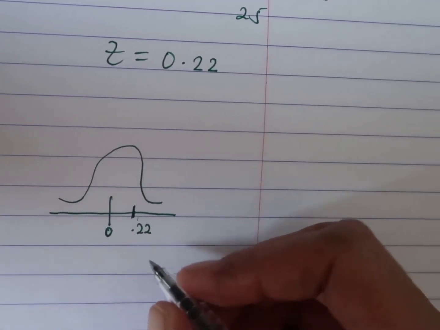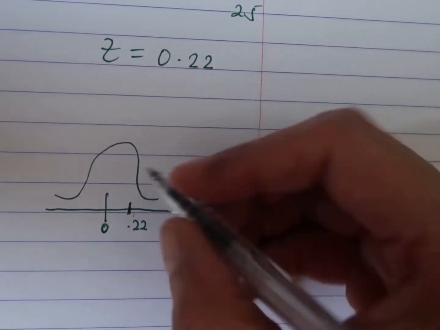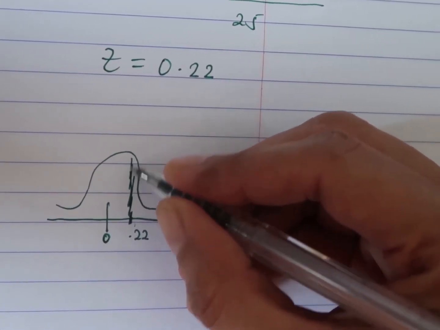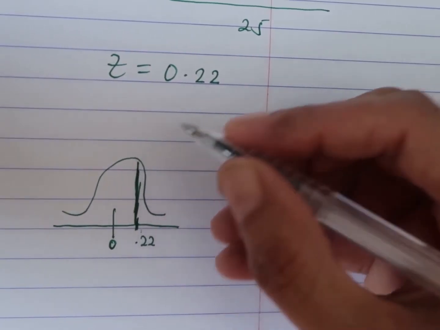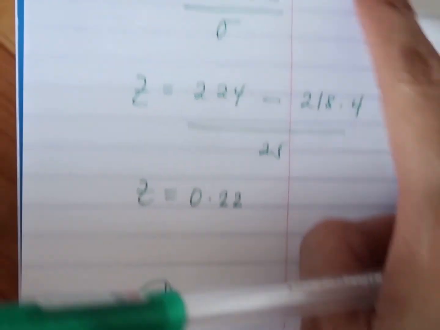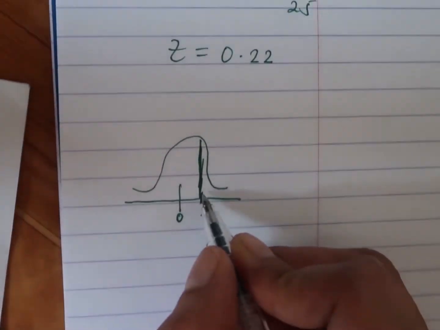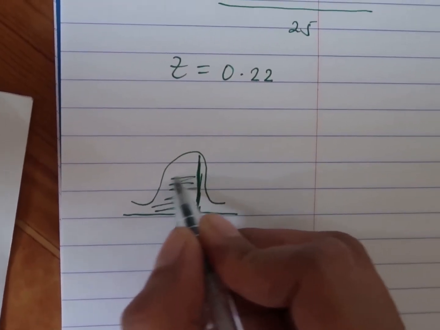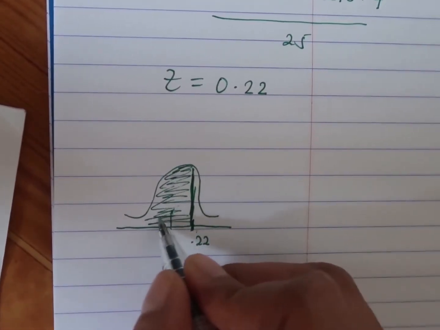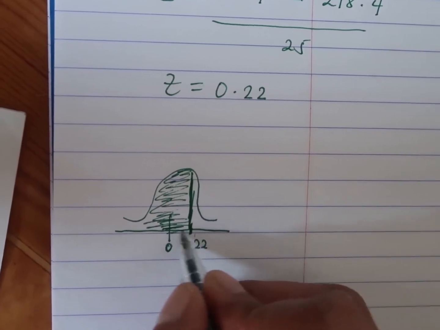Okay, 0.22 is on the right side of 0. Assuming that this is your 0.22, it should be less than 0.22.